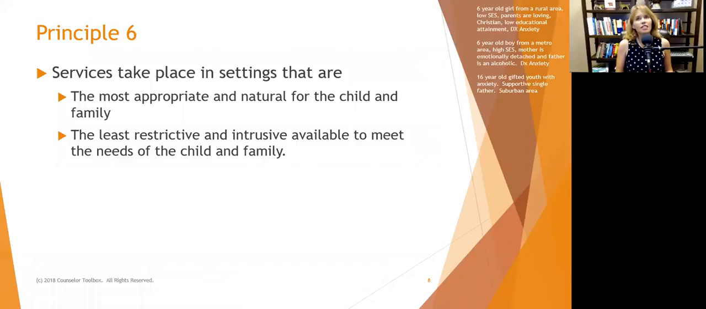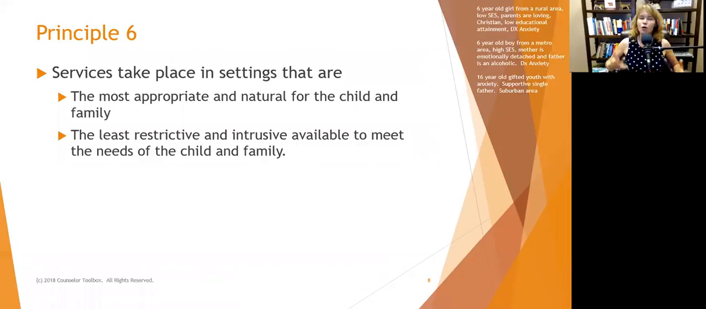We want to choose the least restrictive and intrusive available method to meet the needs of the child and family. So if we don't have to have them come into town every day or every week, that's ideal. If we can see the child once a month and then have the parents do telemental health visits with us the other 3 weeks of the month to update us on progress and share videos or something, that's possible.